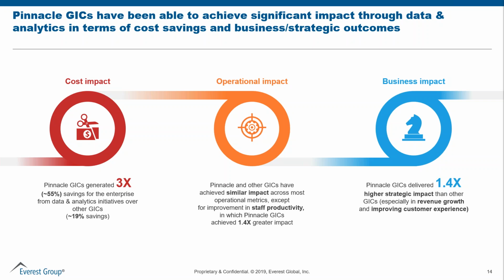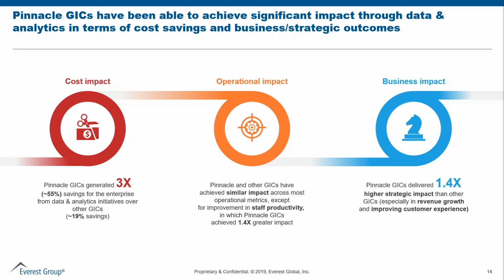So this is really things like analytics driving productivity improvements, or analytics driving better inventory planning in the case of a retail company that then helps reduce costs. On operational impact, interestingly, there isn't much of a difference between what Pinnacle GICs and other GICs have done, except in staff productivity, where Pinnacle GICs have achieved much higher impact.